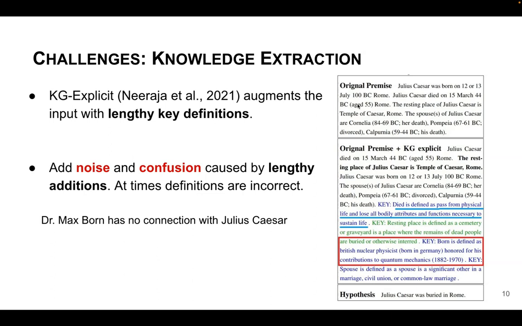These were taken from Wikipedia, so at times they can be very bulky and include things which are unnecessary. For example, in the interesting definition, only the resting place matters. The rest of them are not relevant in this case.